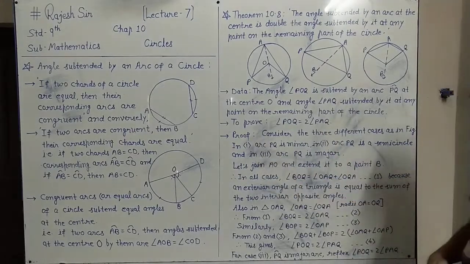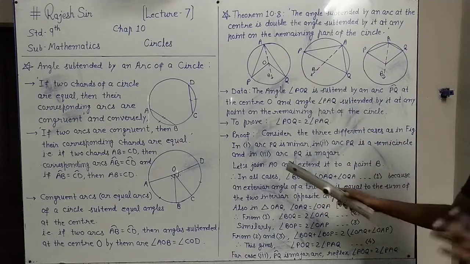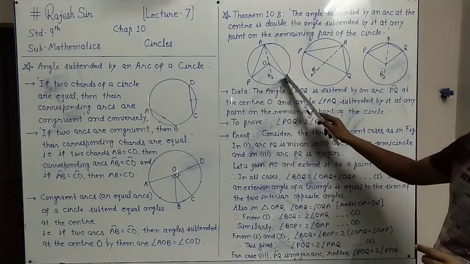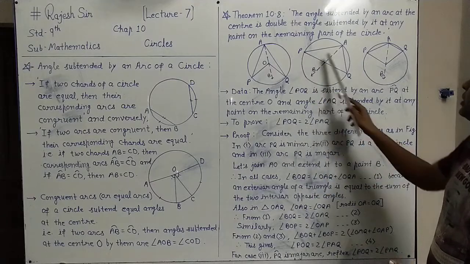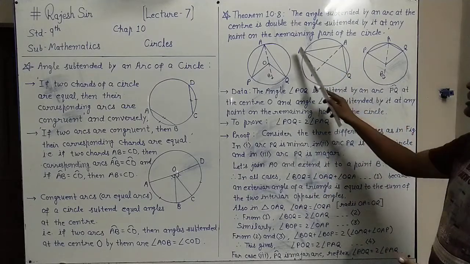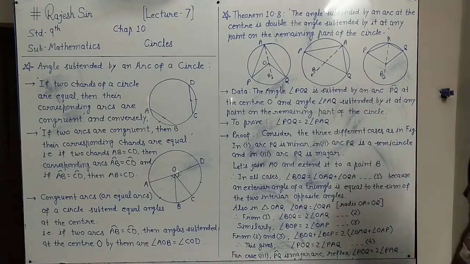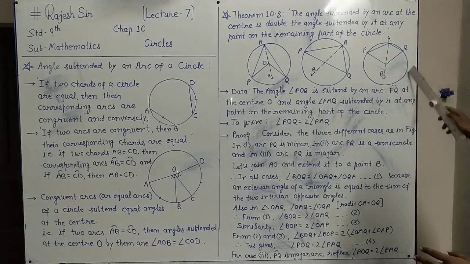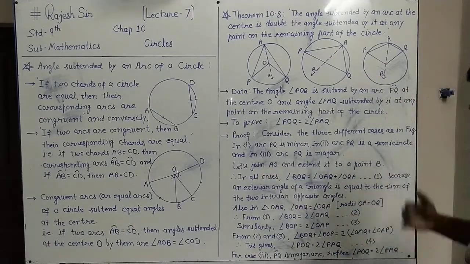In the proof, we consider three different cases as in the figure. In the first, arc PQ is a minor arc. In the second case, PQ is a semicircle arc, meaning PQ is a diameter, half circle. And in the third, arc PQ is a major arc. These are the three cases we are considering.